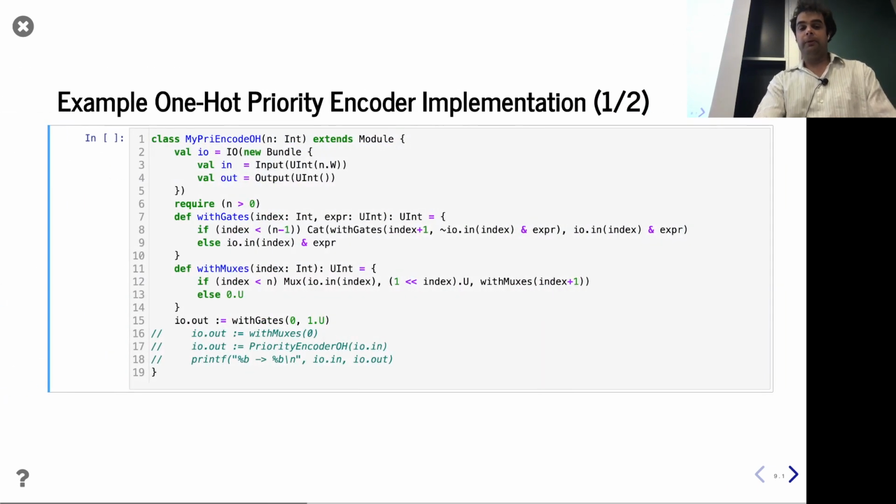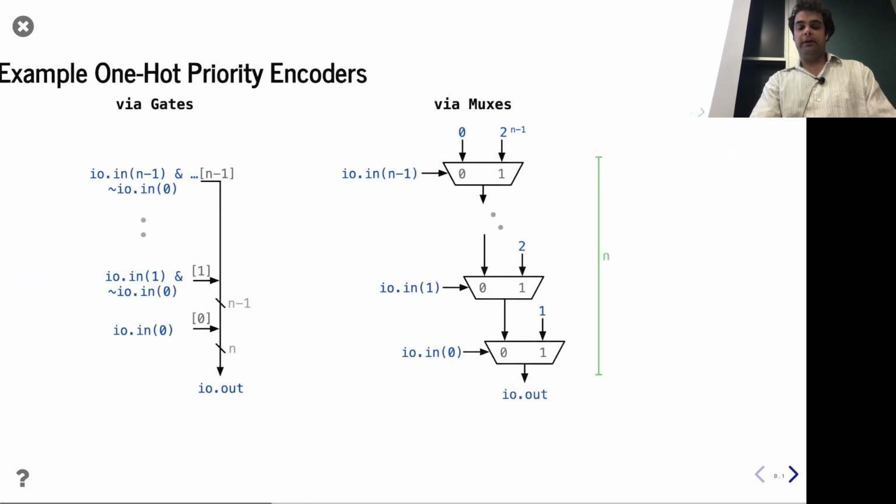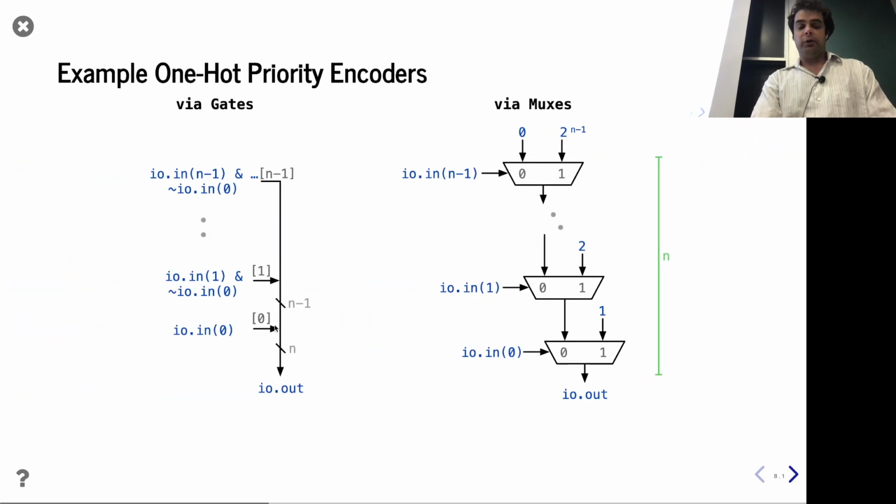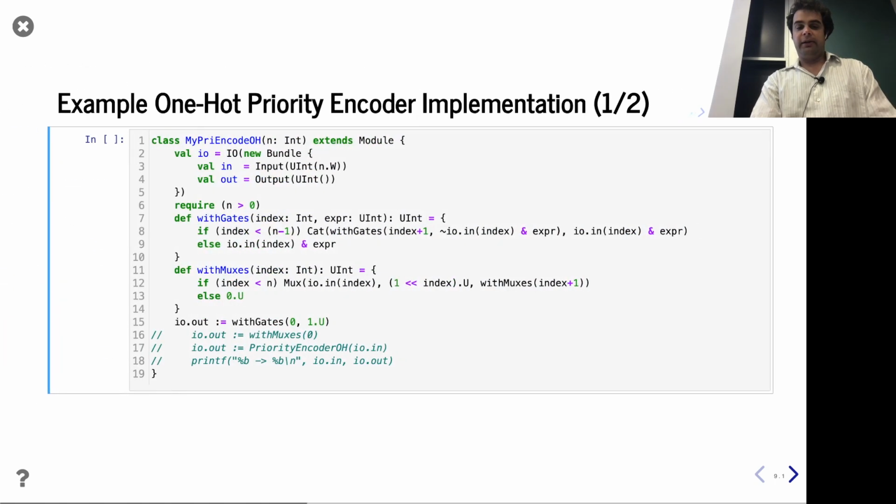Okay, so let's try to write one. Here are two more examples of us doing these recursive constructions. For example, with gates, right, our goal was to go bit by bit, and for every bit, it's that bit and all the other bits negated. Let's go ahead and see how that might look, right?